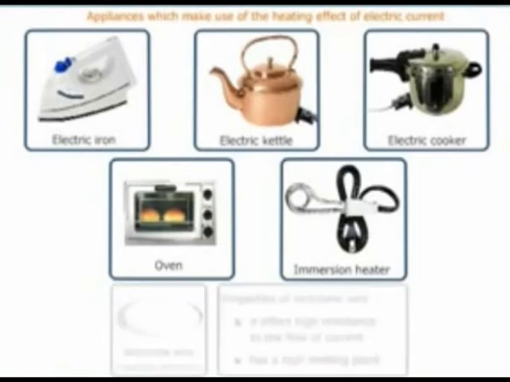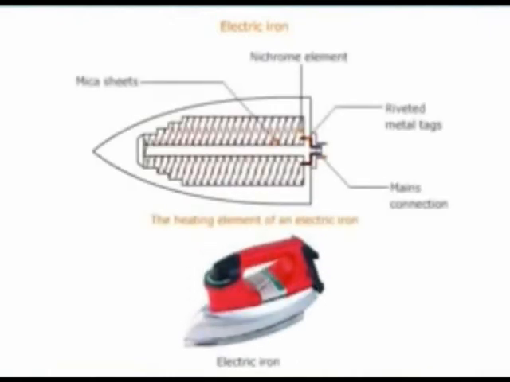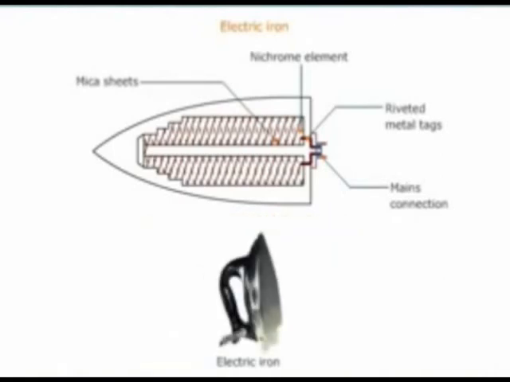These appliances use nichrome as the heating element because it offers high resistance to the flow of current and has a high melting point. Electric iron. The primary requirement of an electric iron is the uniform distribution of heat over a large surface.